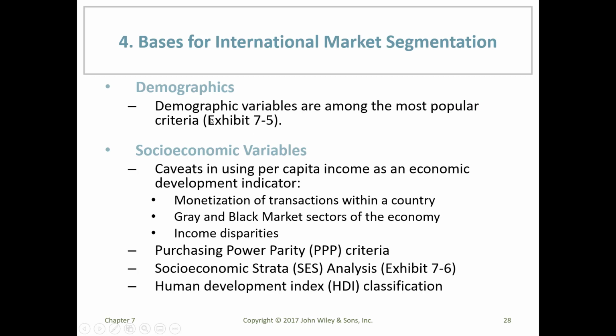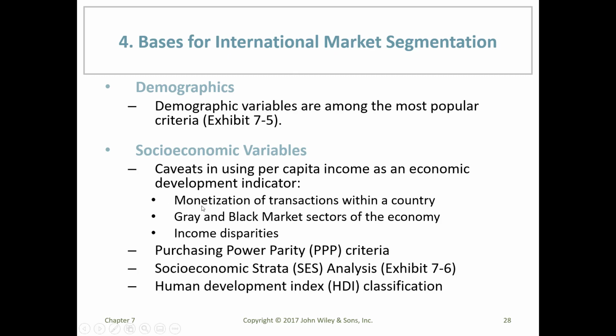Okay, so we've already talked a lot about segmentation variables. The demographic variables, things like household size, marital status, level of education, really do overlap with socioeconomic variables. So things like per capita income, the general size of the economy, the amount of consumer spending, all these are metrics we can use to segment countries.